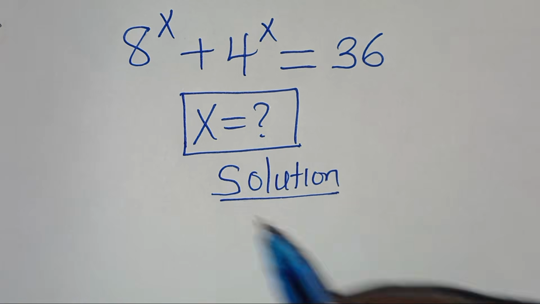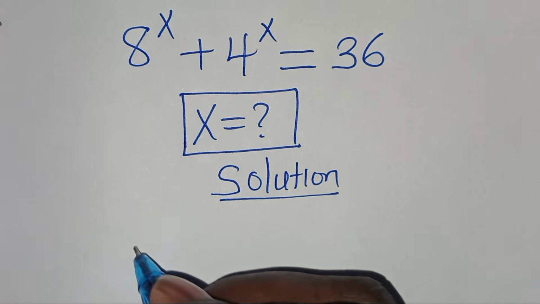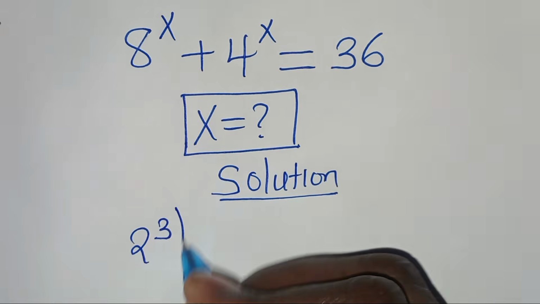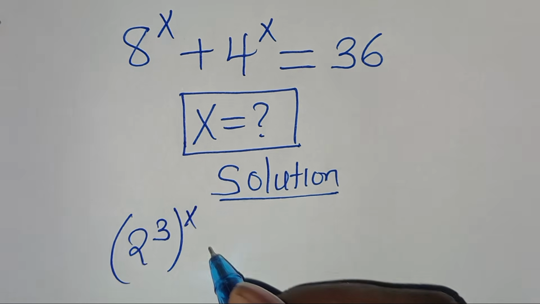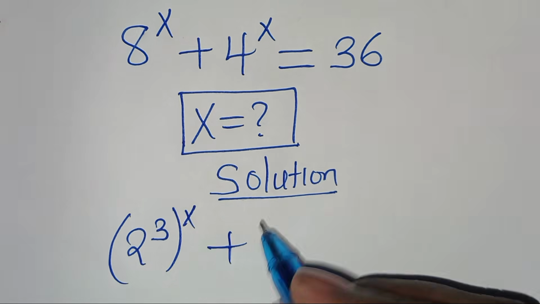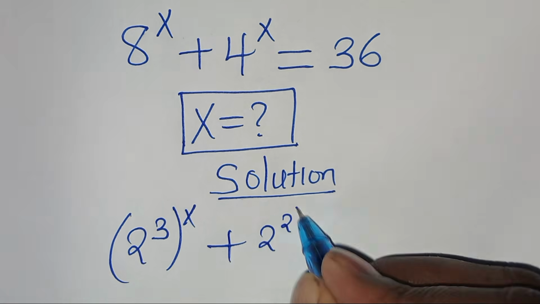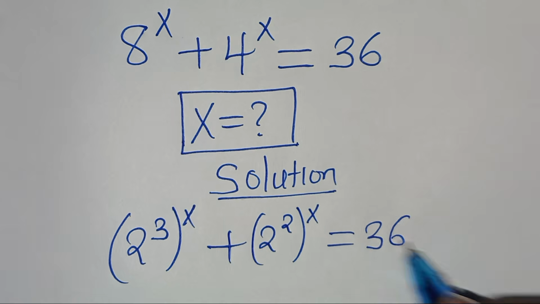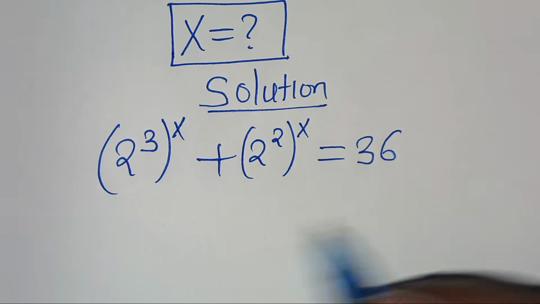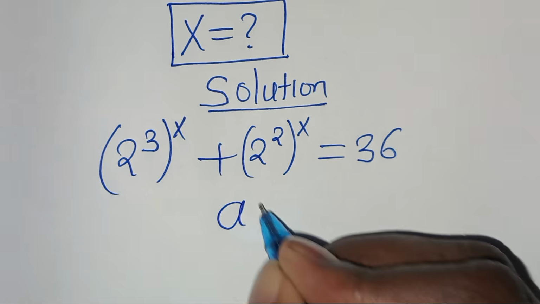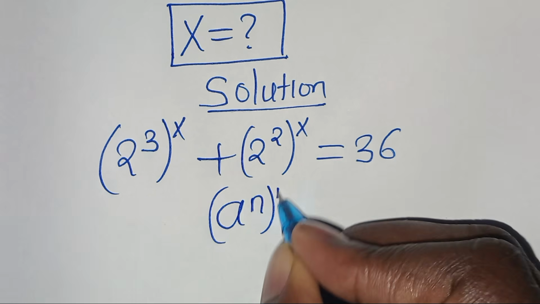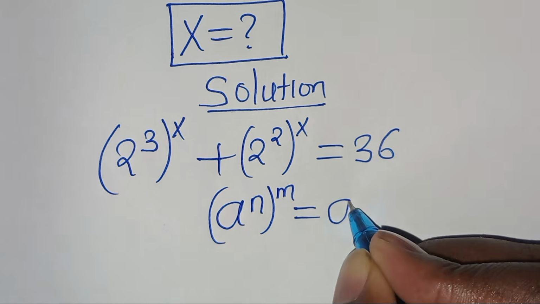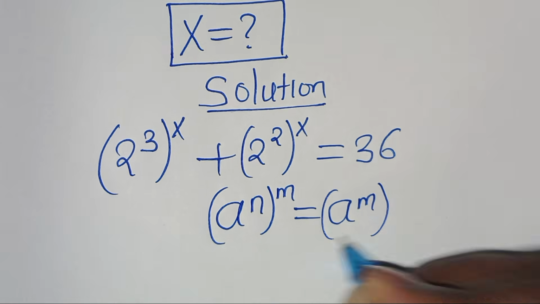So this is 8 to the power of x. We can express 8 as 2 to the power of 3 raised to the power of x, then plus, we can express 4 as 2 to the power of 2 raised to the power of x. This is equal to 36. Now this is in the form of a to the power of n raised to the power of m, which we can express as a to the power of m raised to the power of n.